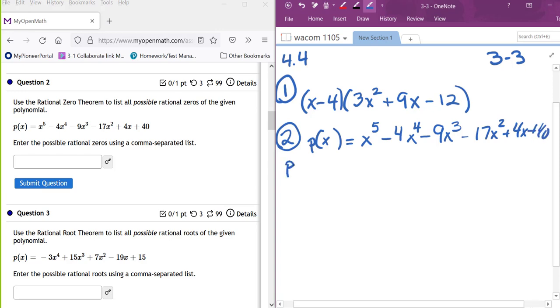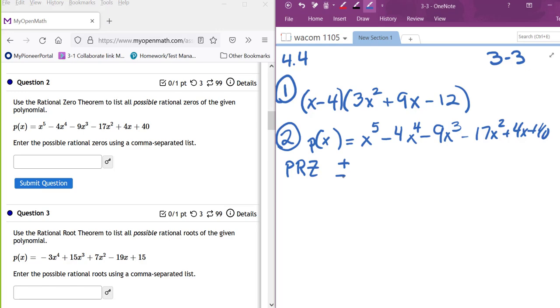And I'm just going to call them PRZ. That's possible rational zeros. And so the formula is going to be plus or minus factors of the constant term over factors of the leading coefficient. And this time our leading coefficient is a 1. That does give us some information. It means we're not going to get any fractions that are zeros. And so that'll be helpful on some other problems.